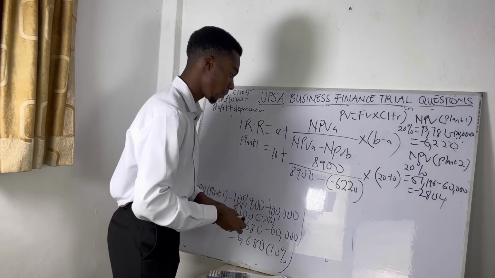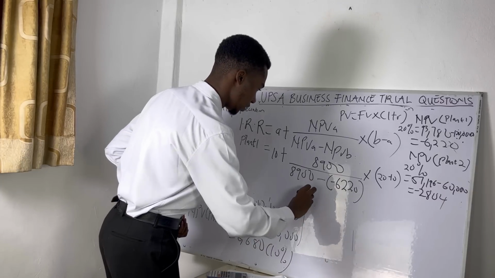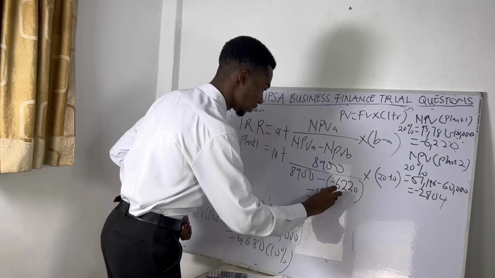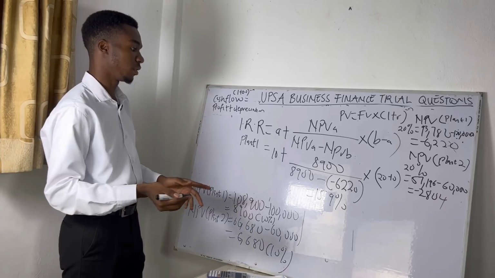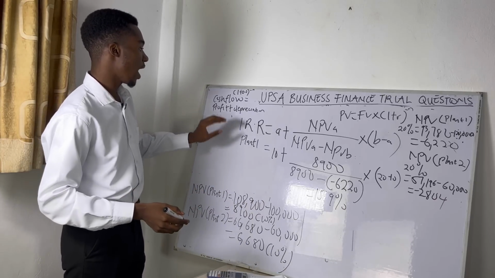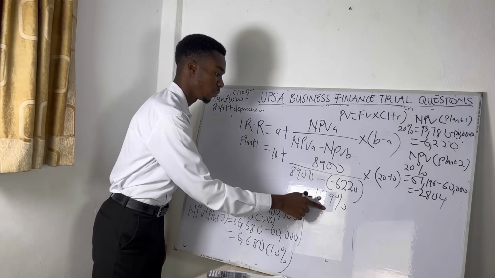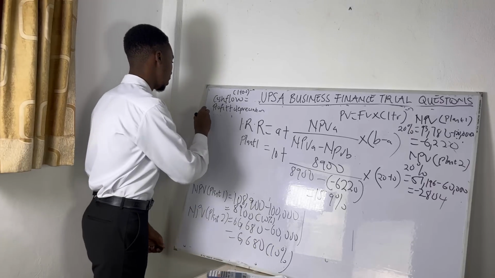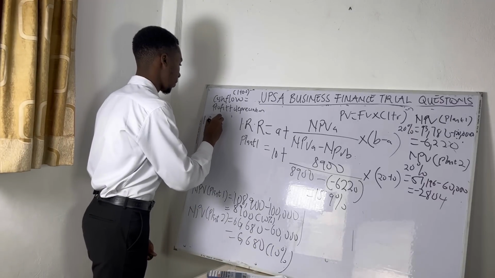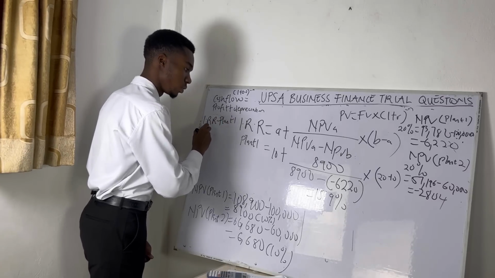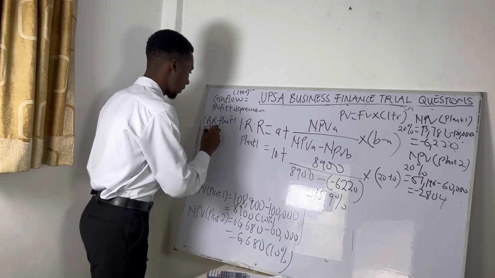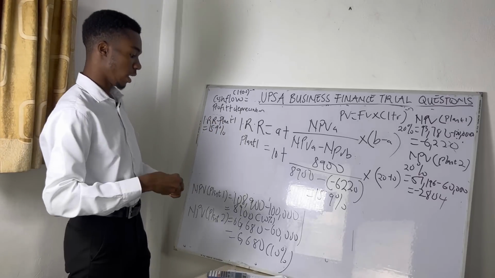So you can just say 15.9%, which is almost 16%. You might get about 16 point something if your approximations are different, or 15 point something. So yes, the IRR for plant 1 is 15.9%. Let me just write it here. The IRR for plant 1 is equal to 15.9%.